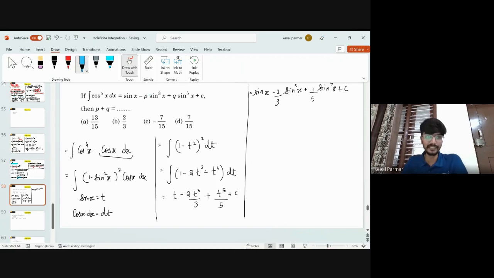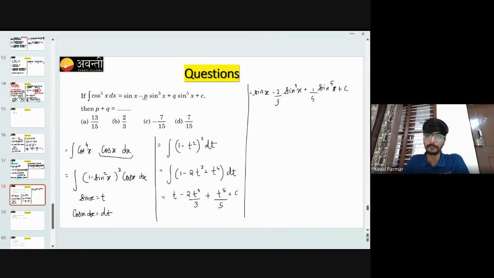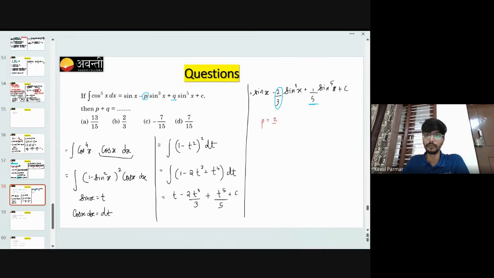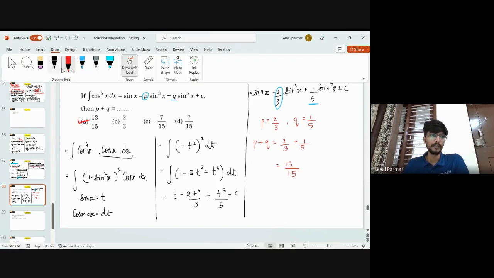So if you can see here, what is the value of p and what is the value of q? We can compare it and write p equals 2 by 3, q equals 1 by 5. So they want p plus q. p plus q is 2 by 3 plus 1 by 5, which is, I guess, 13 by 15, which is option A. Simple. Got it? I hope it is clear.